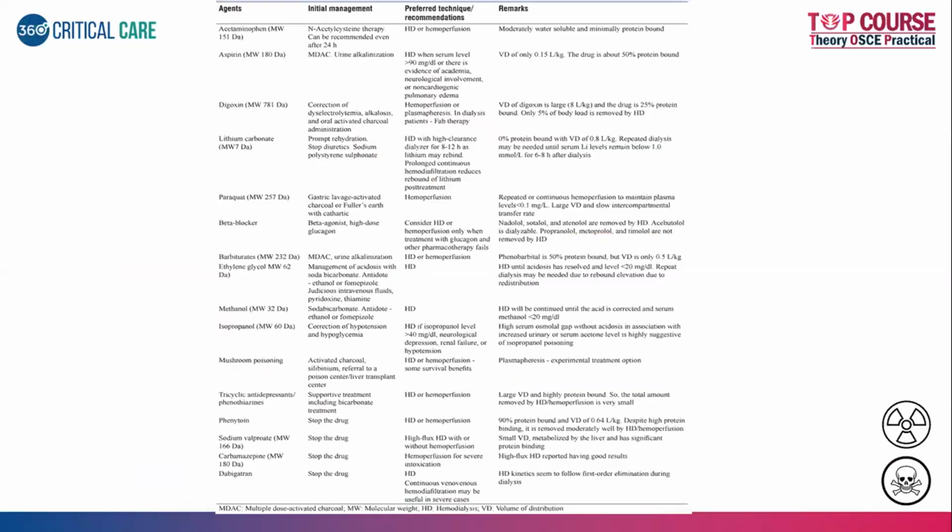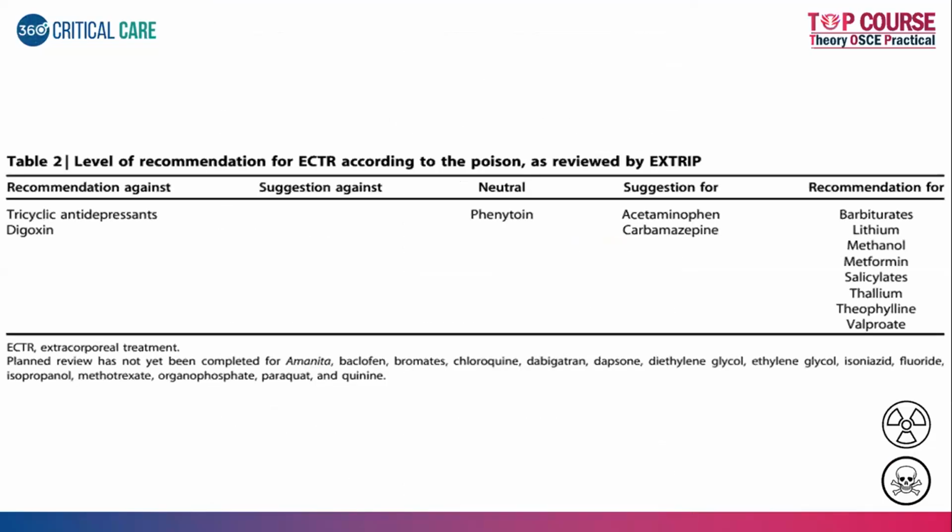So now examples. A lot of drugs can be removed extracorporeally. You have aspirin, digoxin, lithium, paraquat, beta blockers, barbiturates, methanol, tricyclic antidepressant, sodium valproate, carbamazepine. This table gives you the drugs that can be removed, the indications, and the other forms of treatment or the antidote present for each drug. If you have time, you can go through it. Otherwise, I have given one last slide. If you remember that last slide for the exam, it's more than enough.